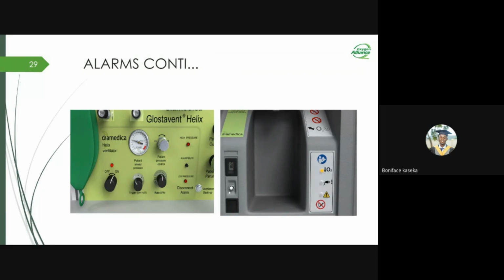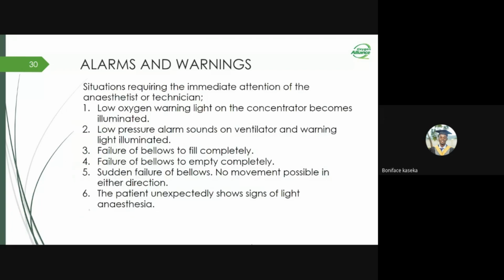Moving forward, we just want to understand that it is good that the unit should be positioned adjacent to the patient, such that the operator's eye line is within the 120-degree sweep angle in front of the helix machine to ensure clear vision of all warning lights.